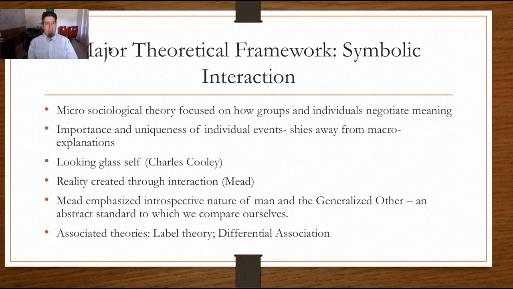The other thing that this theory does, it does kind of shy away from macro sociological explanations, focuses more on individual events and so forth. But to give you an example of what symbolic interaction really does, it's important to talk about these other things here. The looking glass self, for instance. The looking glass self, which is connected to Charles Cooley, really argues that we see ourselves as we imagine that others see us.